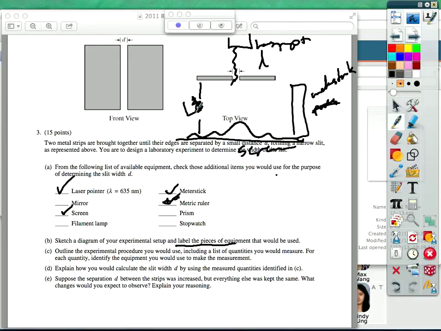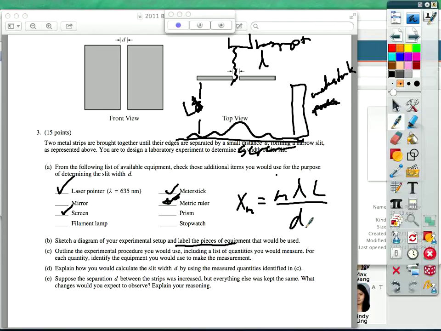And then explain how you calculate the slit width D, and then you just have the equation from the formula. And suppose the separation D between the strips increased, but everything else is kept the same. What changes would you expect to observe? Explain your reasoning. Just look at the equation. The equation is, what is it? X M is equal to M lambda L over D.